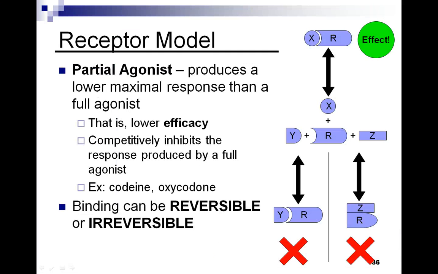Remember, we have partial agonists, which are drugs that bind like an agonist, but they don't produce as much of a response as a full agonist. So these are drugs that have less efficacy than a full agonist. And in fact, they could fight with the full agonist. They could cause competitive inhibition and prevent a full response. And codeine and oxycodone are examples of partial agonists. Remember once again that these drugs can bind reversibly or irreversibly.